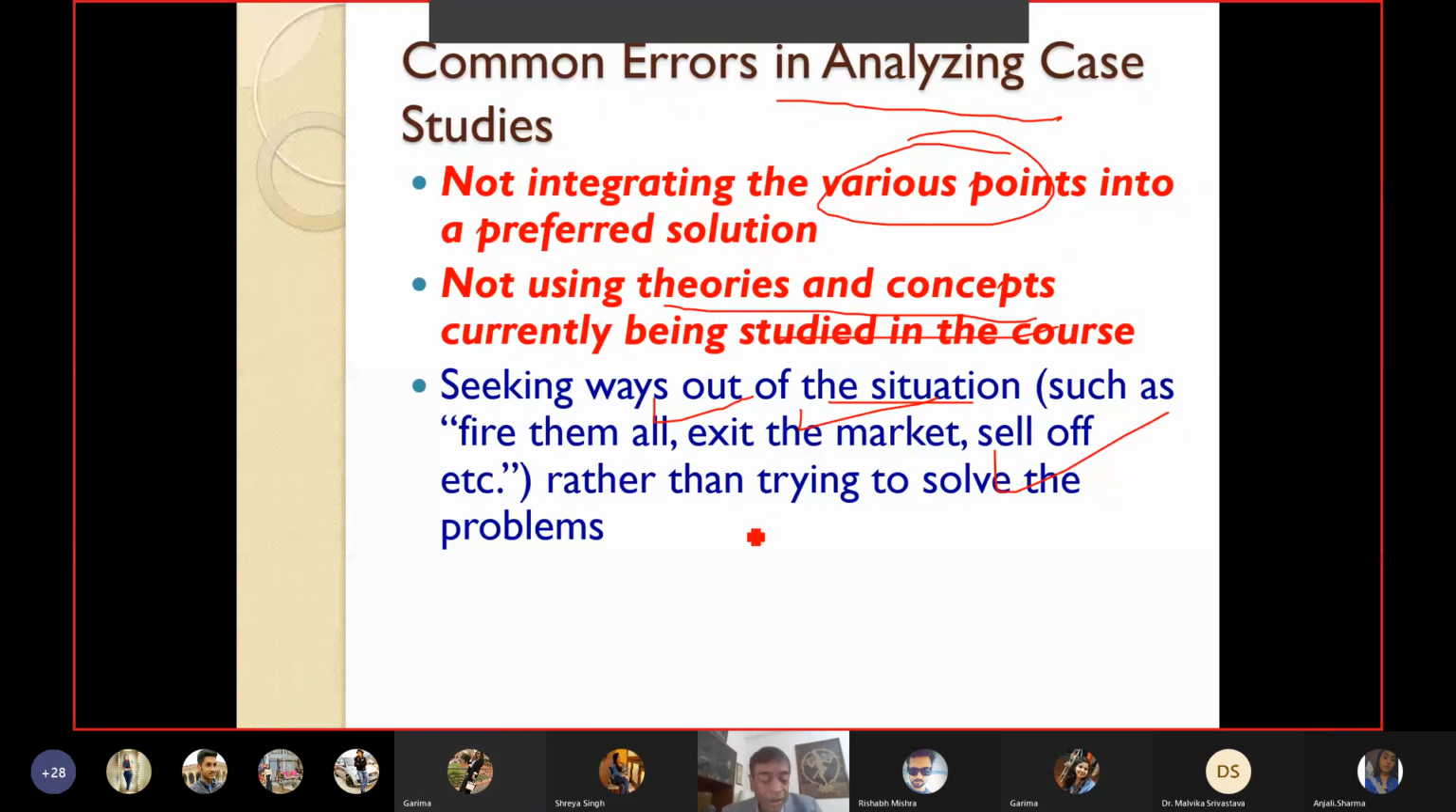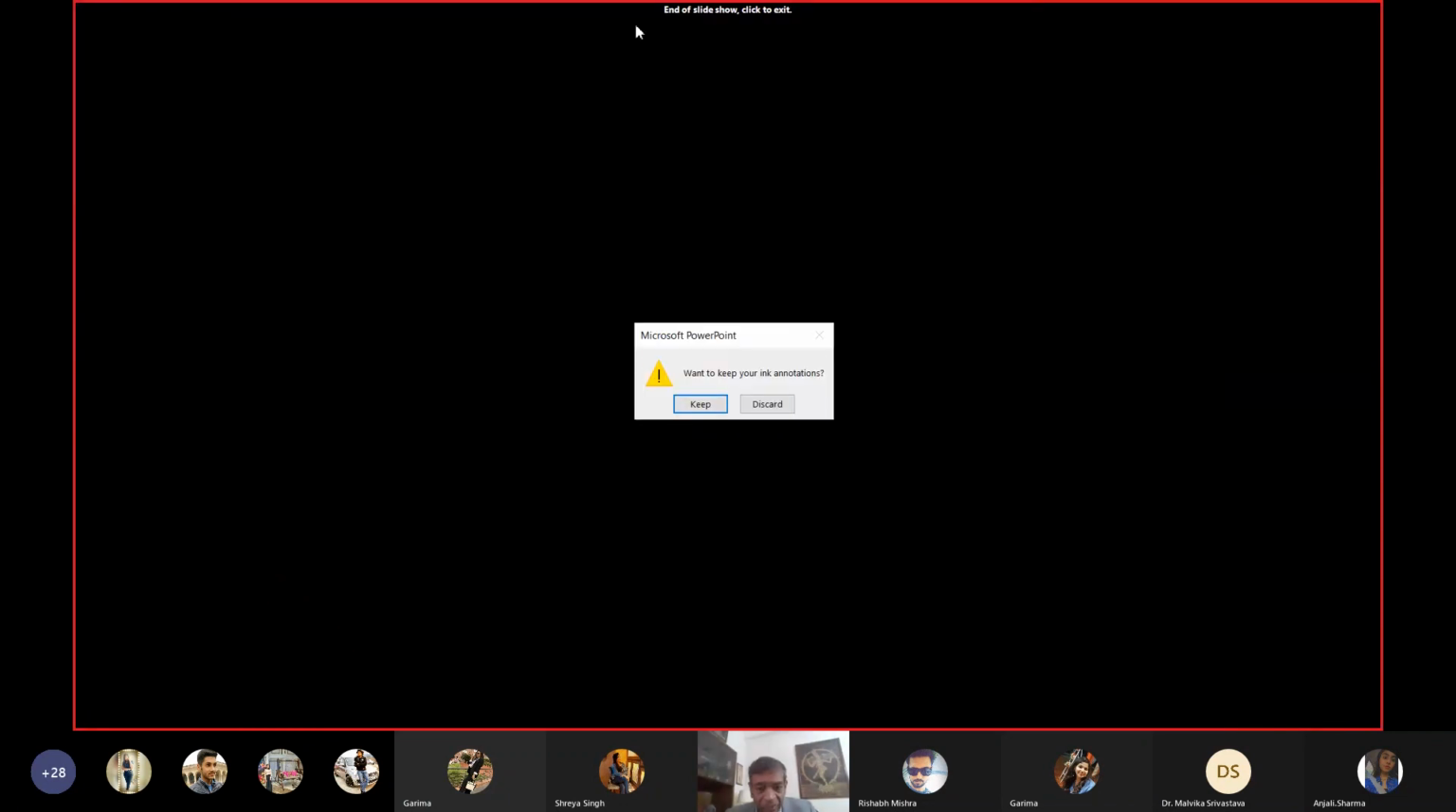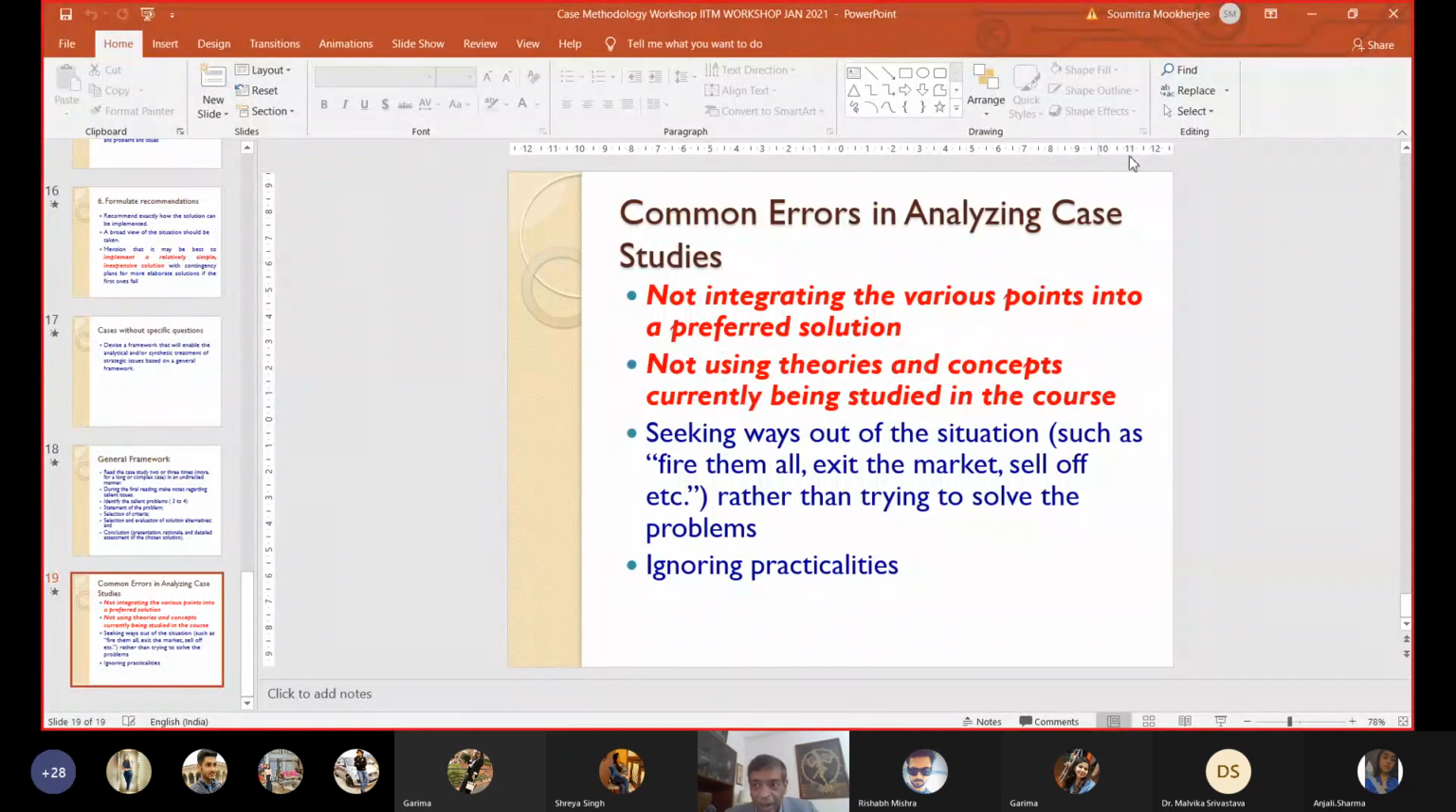Because always remember, ladies and gentlemen, one of the greatest things in management that we learn is patience. We must explore different ways of doing things innovatively. So some of the common errors is we don't look at the solutions properly. We don't link it with any business theories that we study. And we come across some haphazard decisions. Fire all employees, exit the market, sell off your business. These are some great mistakes that organizations normally end up doing.